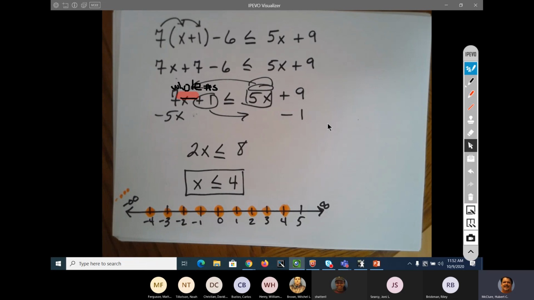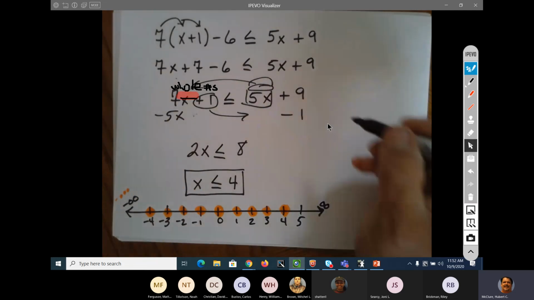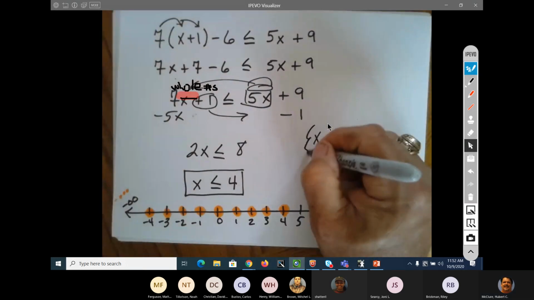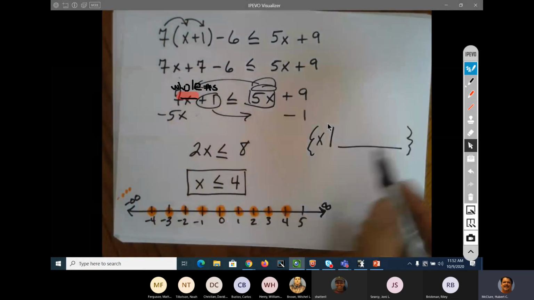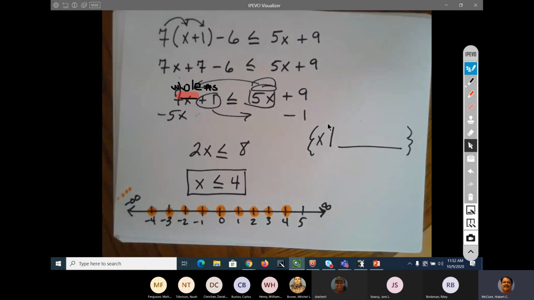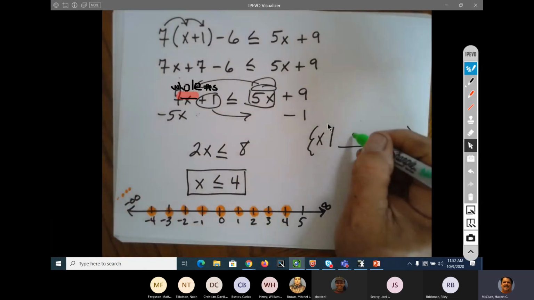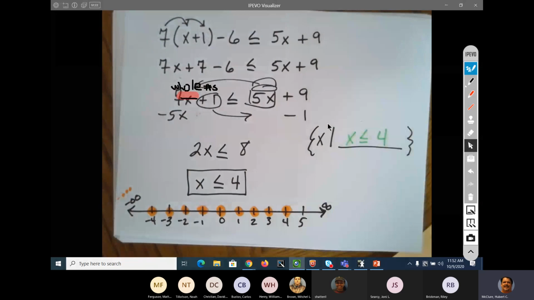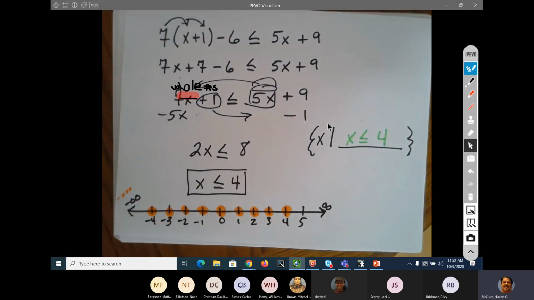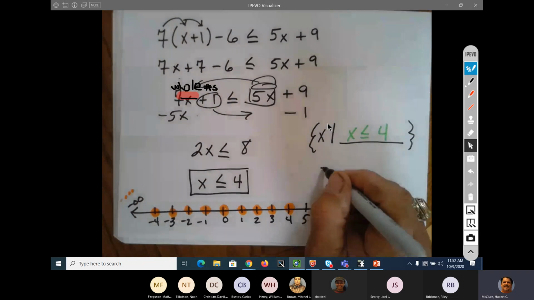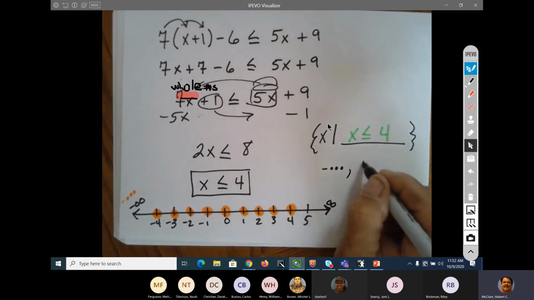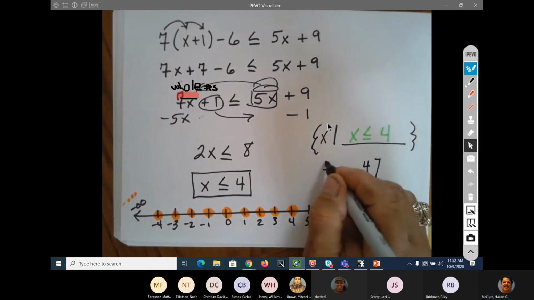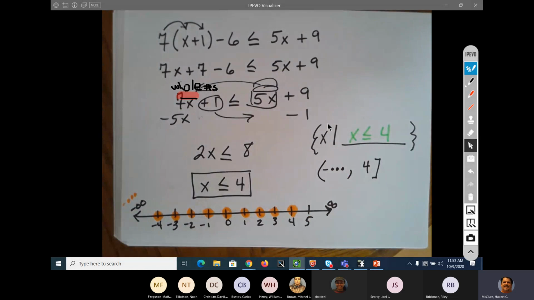My set builder notation is going to be X such that, blank, braces. And then put this in there, and I'm going to do that in a different color so you know that's all I'm doing, is plugging that in right there. So there's my set builder notation. And then my interval notation, we read from left to right. So negative whole number infinity to 4. And that is interval notation.